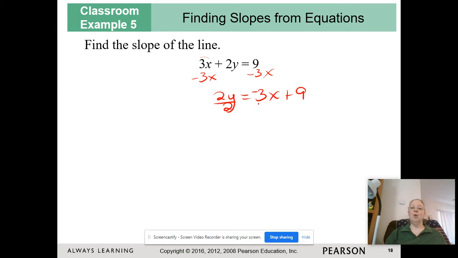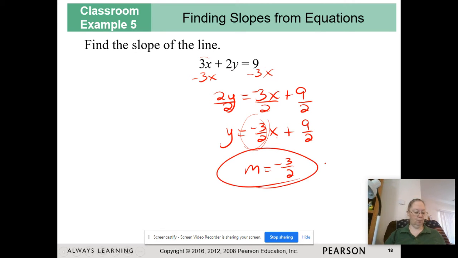Remember that while it's possible to divide the whole side by 2, in this particular instance, we actually want to divide each term by 2. That makes it easier to find the slope. So we're going to have negative 3 halves x plus 9 halves. So the number in front of the x is going to be our slope.